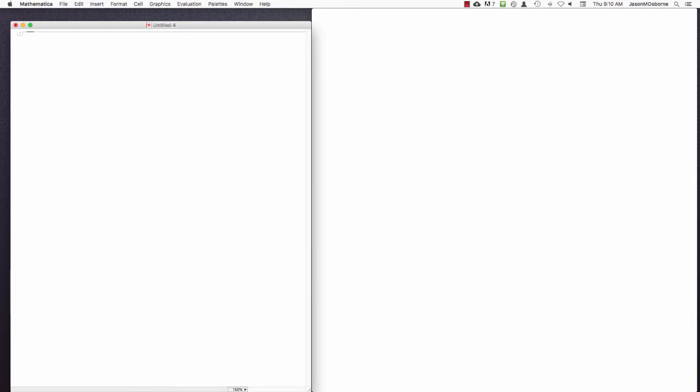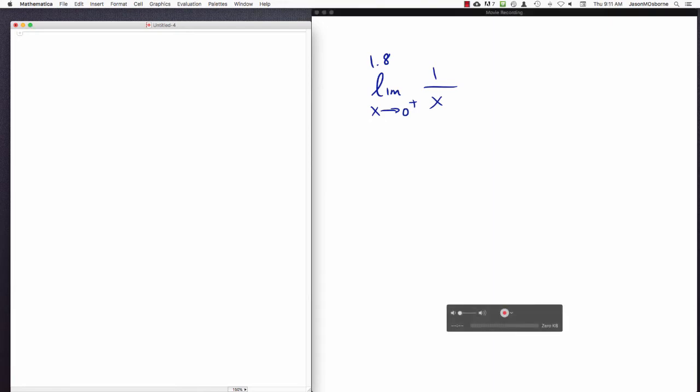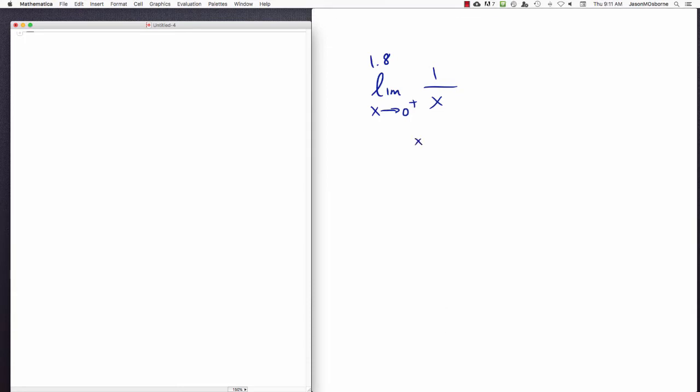So a typical problem that can appear in section 1.8 could be, say, the limit as x goes to 0 from the right of, say, 1 over x. And this is a good problem to think about in terms of a table of values. You can try to graph it first, but I think the table of values would be a good place to start. So we know that we're computing a limit as x goes to 0, specifically from the right.